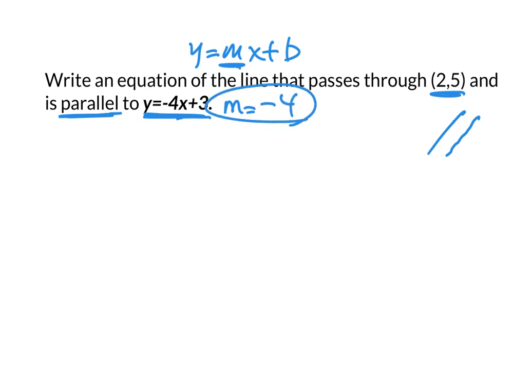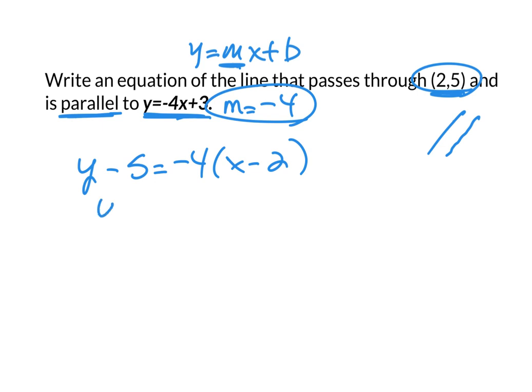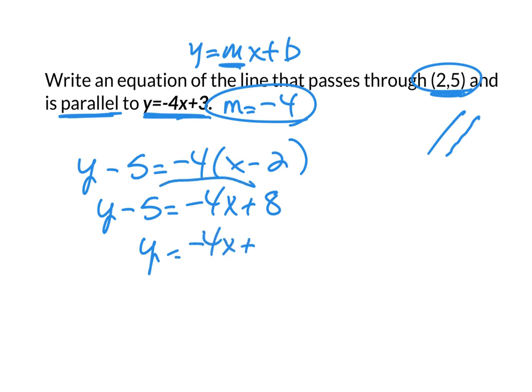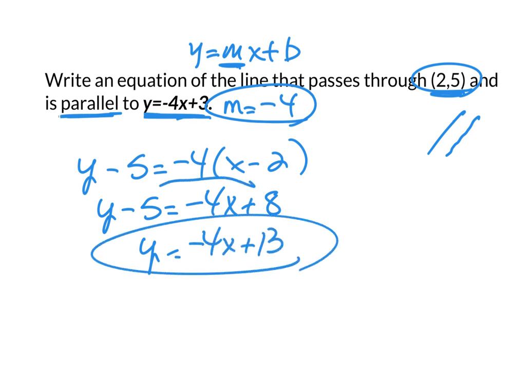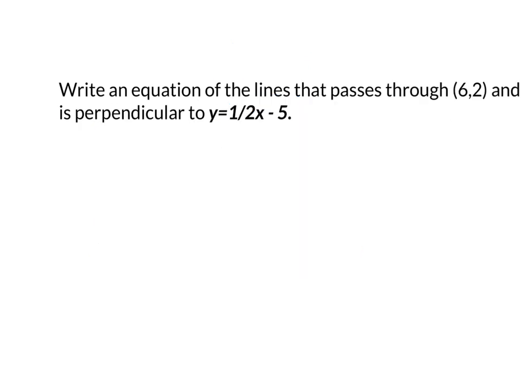So there's my slope. There's my point. Same old thing. Here we go. y minus the y coordinate, slope times x minus the x coordinate. I get y minus 5 is -4x plus 8. Last thing, just move this 5 over. If I move the 5 over, it becomes 13. And there you go.